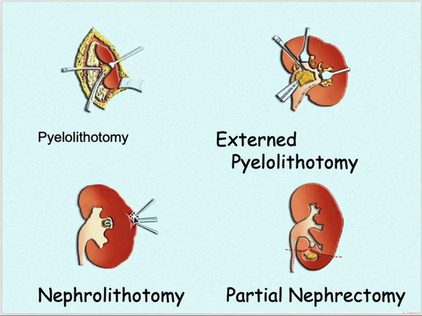So pyelolithotomy is used when the stone is in the renal pelvis. Extended pyelolithotomy is when they reach up to the wall of the collecting system. And nephrolithotomy is when the stones are in the calyces or are branching in nature, then they make an incision in the parenchyma and then they can reach there. And you can see over here partial nephrectomy. For example, if there is a stone which cannot be removed either way, then they remove that part of the kidney. So this is partial nephrectomy.